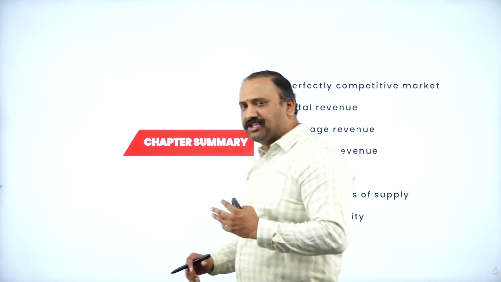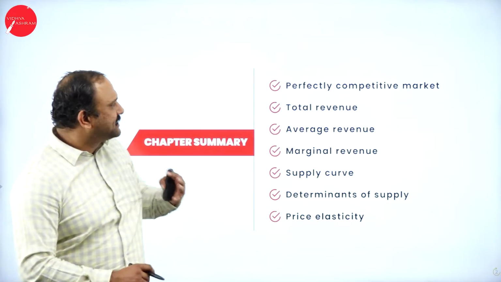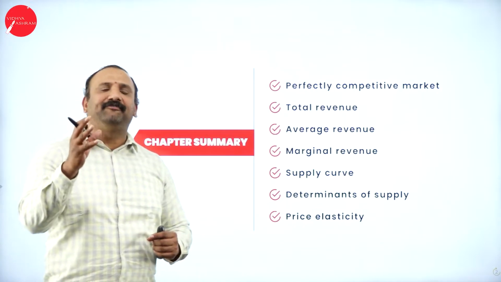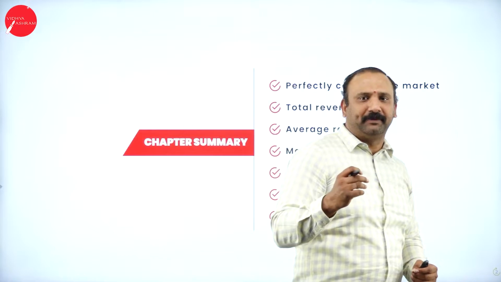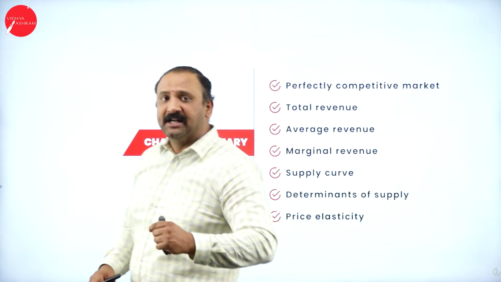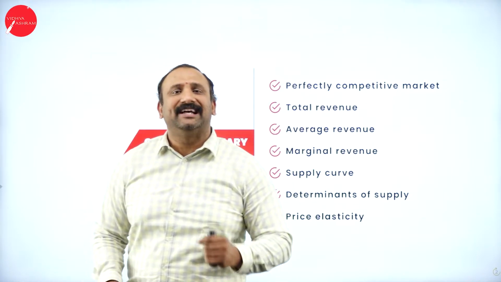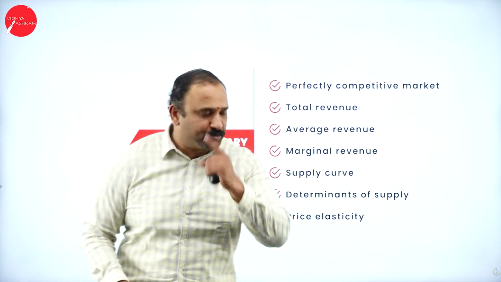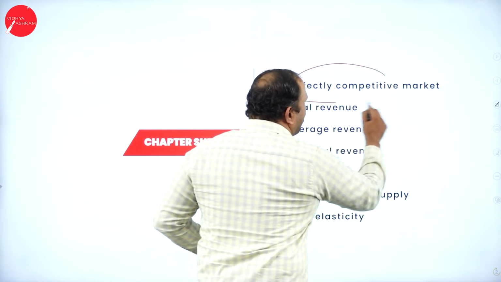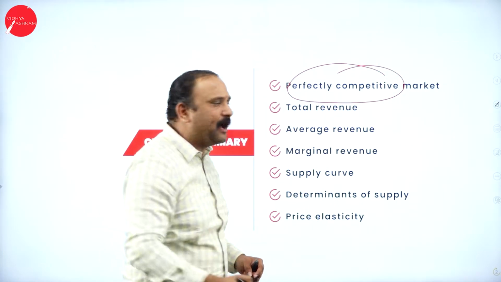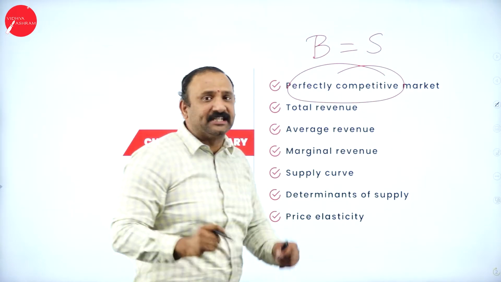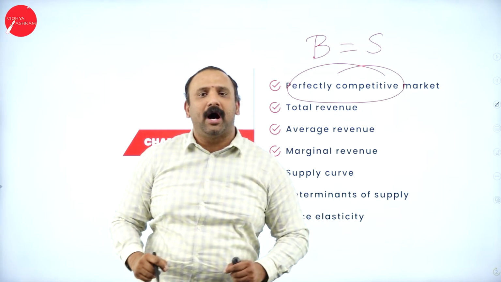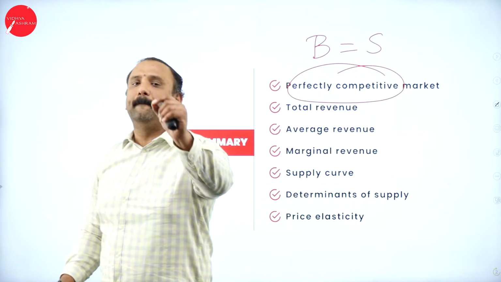Starting with the chapter summary, we're going to talk about an exciting word today called the perfectly competitive market. Now, all of us know that the moment we talk about competition, there cannot be anything perfect. But in economics, we believe that there is a market condition where perfection exists, which means there are buyers and sellers in equal numbers. So I would say here, total number of buyers is equal to total number of sellers. That is the condition where you are going to say perfectly competitive market.